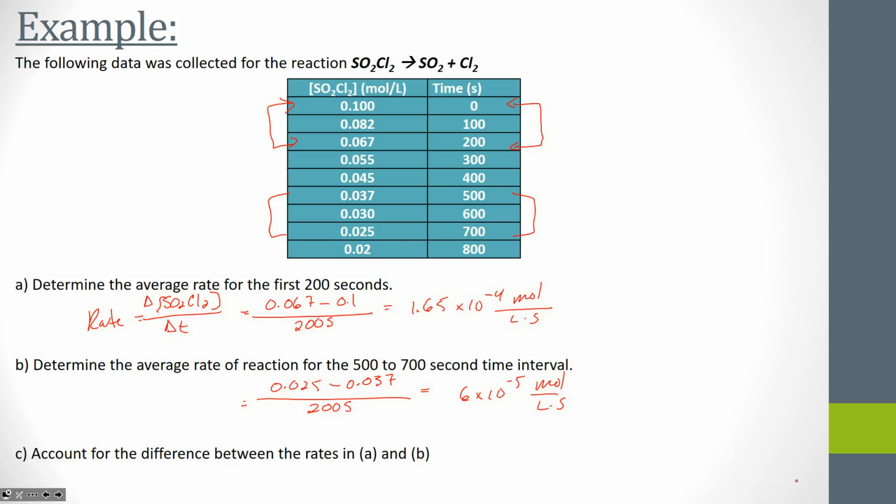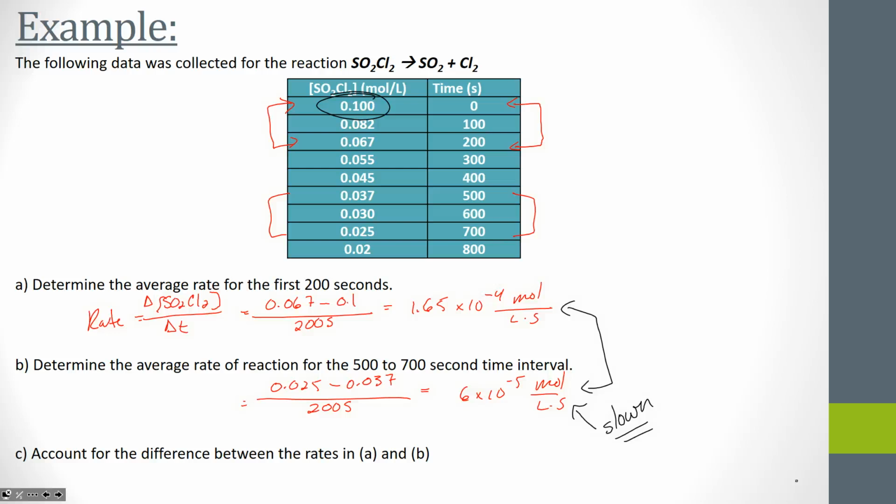Now, it says account for the difference between the rates in A and B. If we're looking at these two rates, you should notice that this one is significantly lower or slower. Why would it be slower towards the end of the reaction compared to the beginning? I want to go back to collision theory. At the start of the reaction, you have the most reactants you'll ever have in a reaction. So that's when you're going to have the most collisions, most successful collisions as well, which is what causes a faster rate at the beginning.